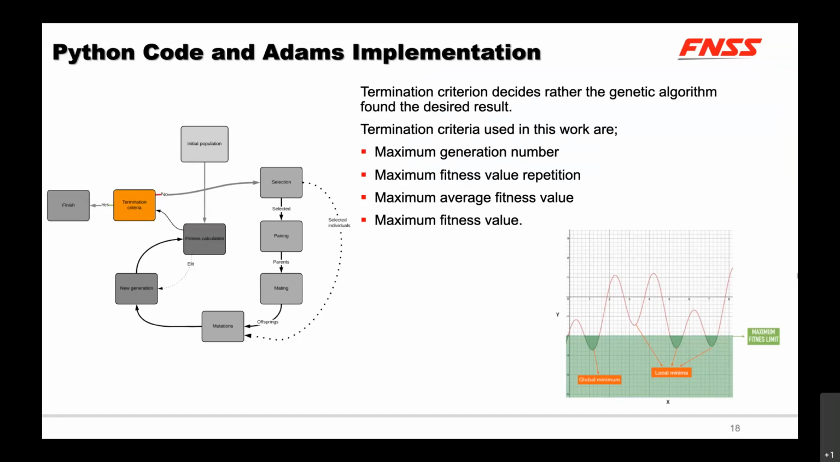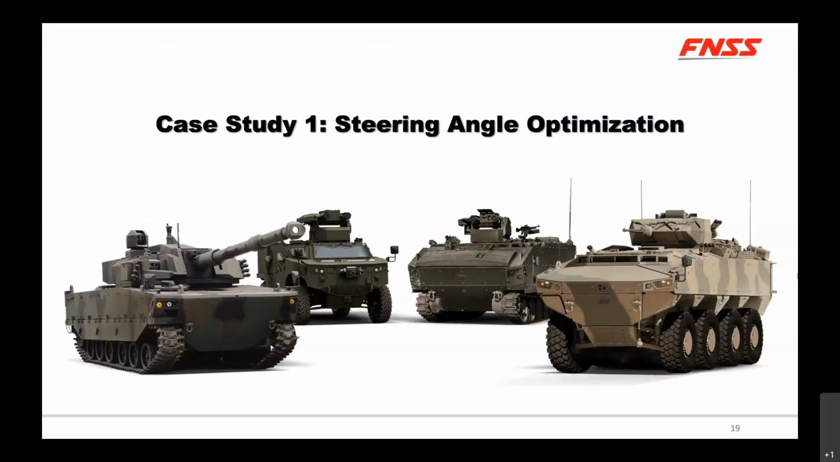The value that we choose for maximum fitness value actually indicates our result and where it is going to be. It doesn't have to be necessarily the global minimum. We can choose a local minimum as well. So let's get to the first case study.